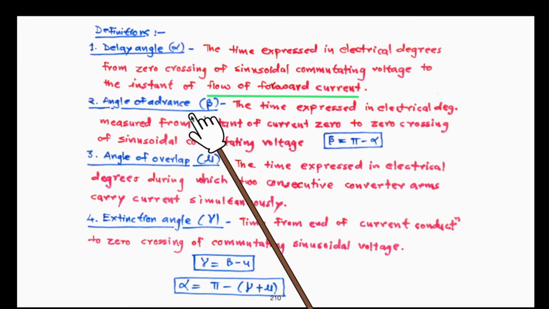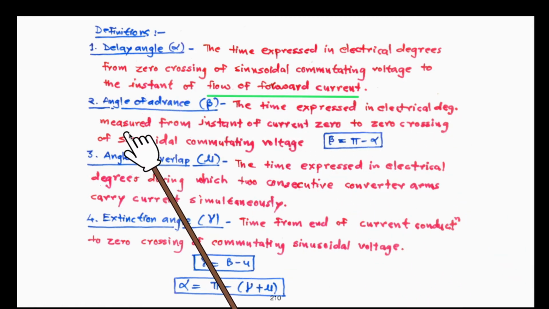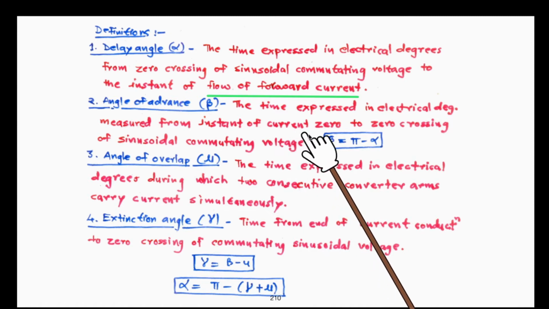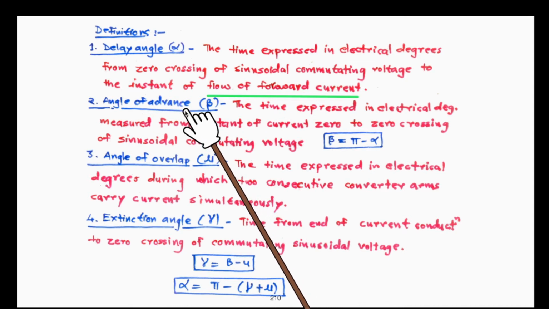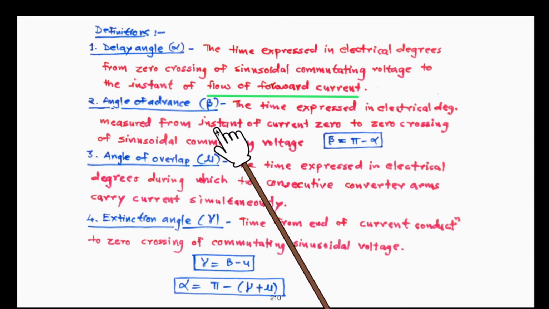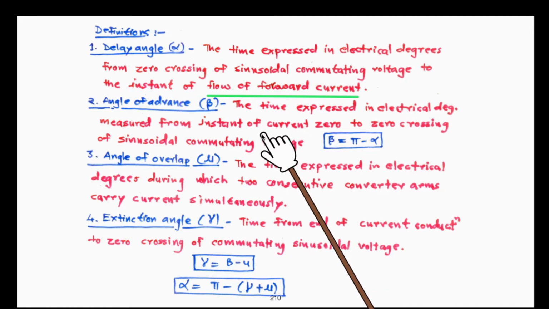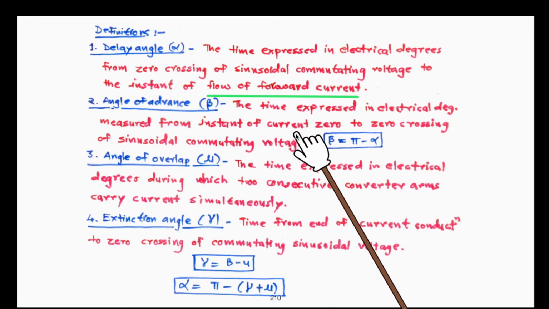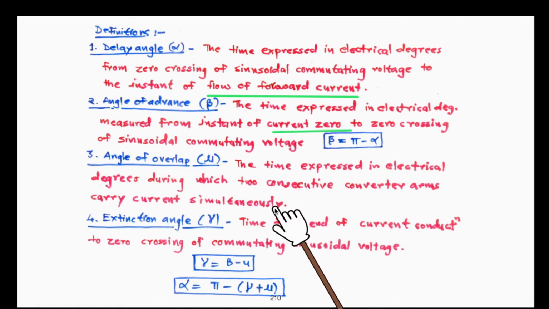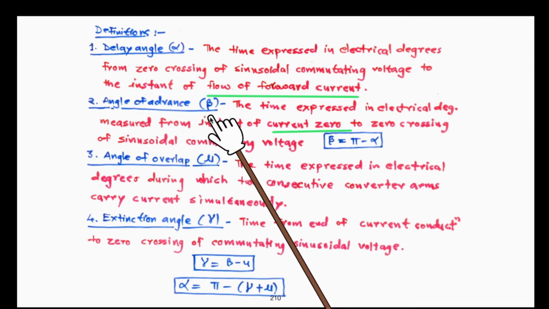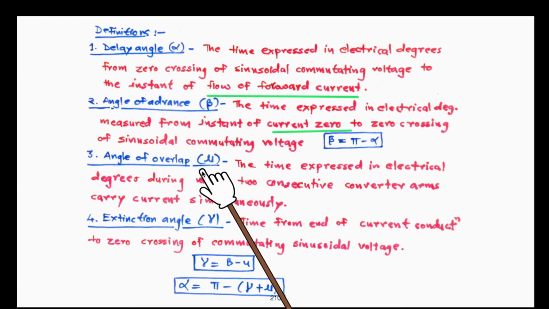Then the angle of advance at the inverter end. This is the time expressed again in electrical degrees, measured from the instant of current zero to the zero crossing of the sinusoidal commutating voltage. Because in the inverter, the firing angle is set to such a value that we get a negative voltage at the output, so very close to 180 degrees. Consequently, the current zero matters for the inverter operation. So that is called the angle of advance, beta. Alpha is the delay angle or firing angle.